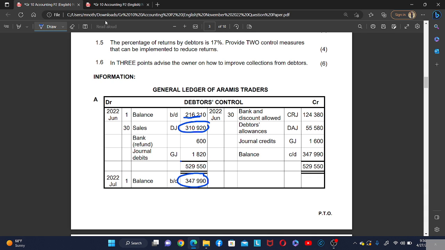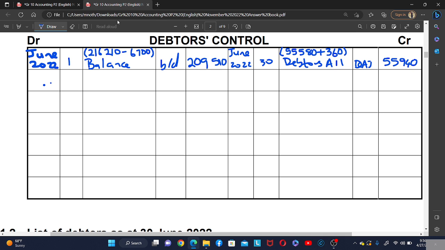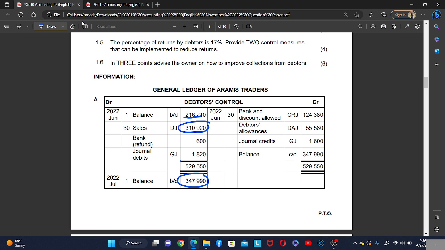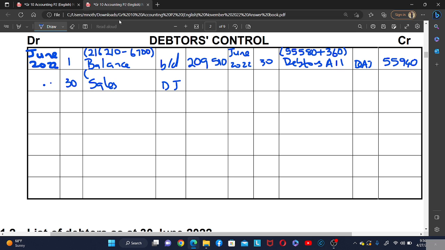Okay, so we sold on credit, so it's a debtors journal, right? So let's come here. Just date June, sales journal, right? How much is the money there? It is 310 920. 310 920 plus.